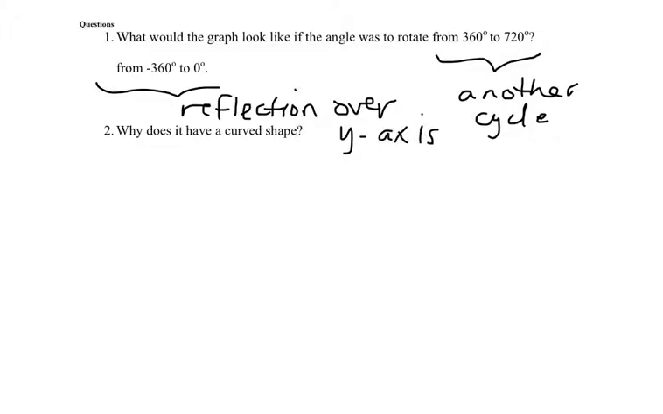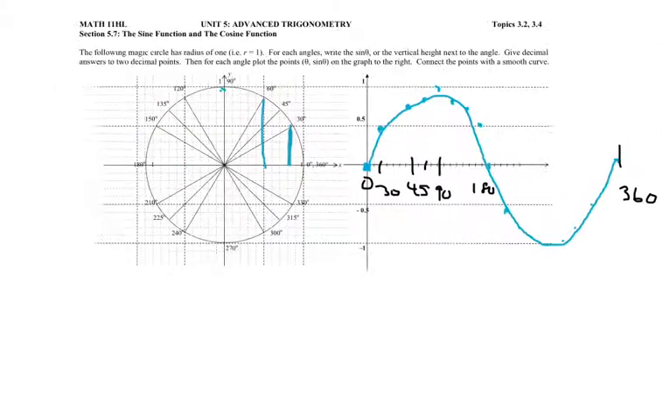Why does it have a curved shape? This one's interesting to think about. The curved shape comes from my circle. So the height is not increasing at a constant rate. It increases at an increasing rate and then decreases slowly. So if I increased at a constant rate, I would have had a straight line up, not a curve. So that explains that one.